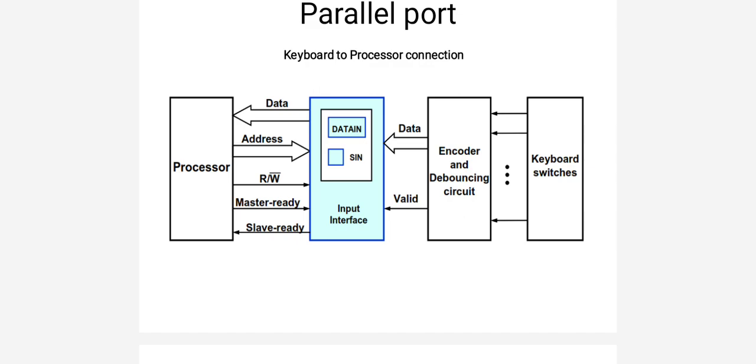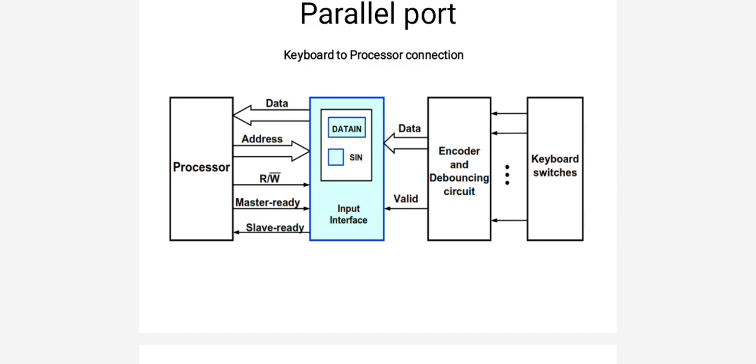And what is the output of this encoder? The output of the encoder circuit consists of the bits that represent the encoded character. And also it produces a control signal that is called valid. And what is the use of this control signal valid? It indicates that a key is being pressed.